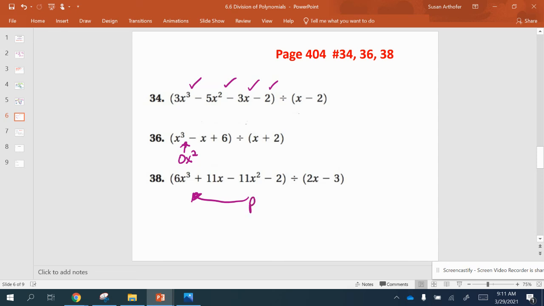So you have to put this in order. Okay, add a 0x squared on problem number 36, and number 34 is fine. Okay, give that a shot, and we'll go over those later.